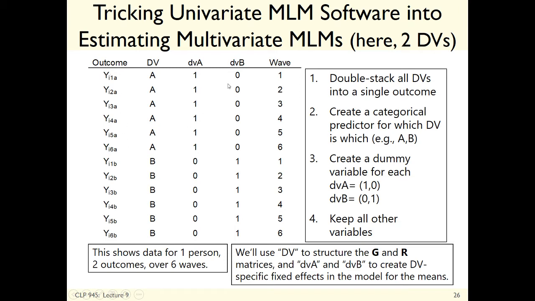These act as switches. So if you need an effect for one DV but not the other, we will say DVA times that predictor, and then that predictor only operates in the DVA rows, because DVA is 0 if we're not talking about DVB. And likewise for B. So these 2 dummy codes are going to show up as interactions, but they function as switches. It makes it so that you can control which fixed effects and which random effects predict which DVs.